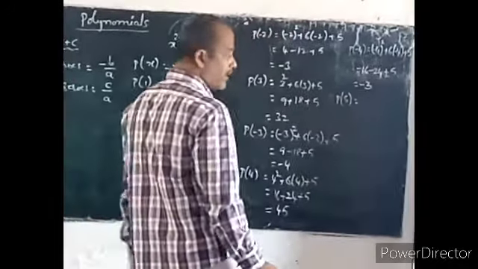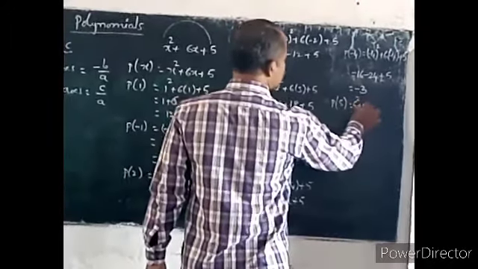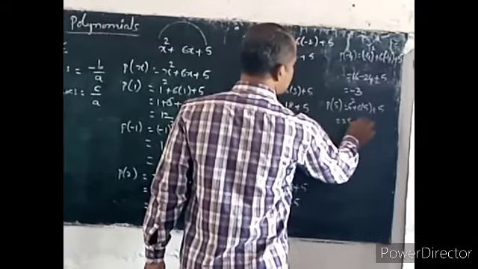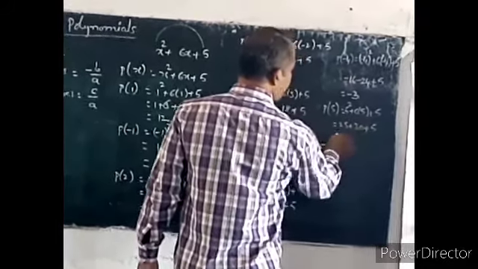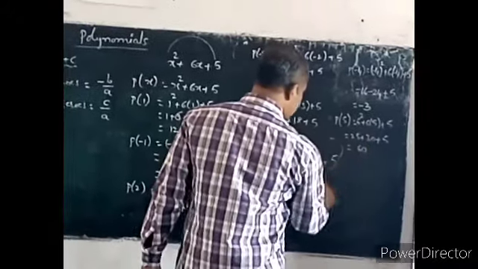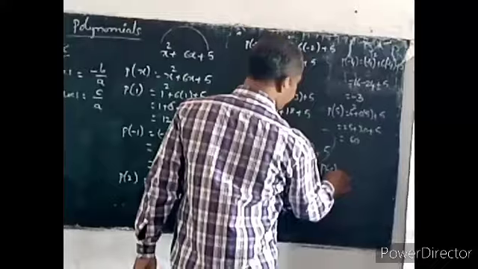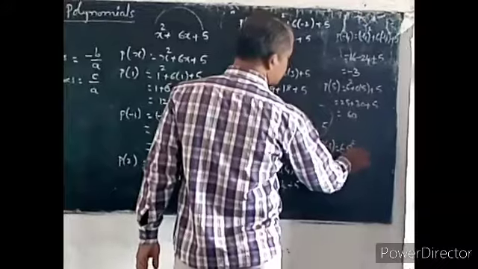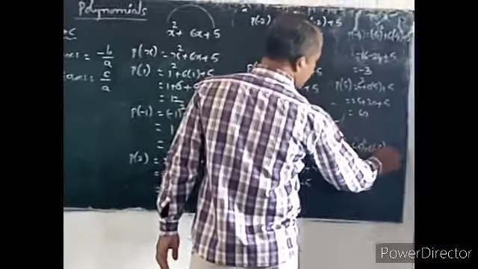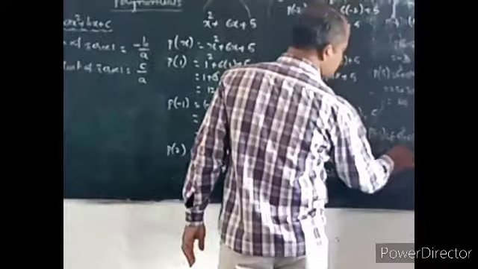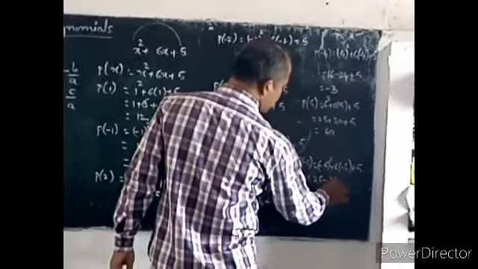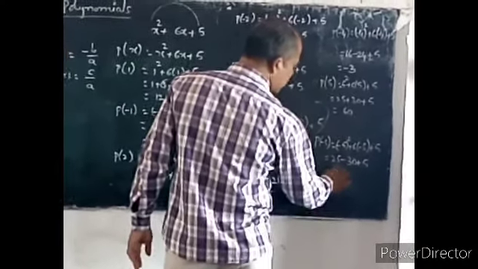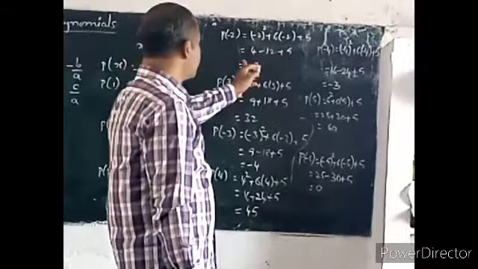Next, p of 5. That is 5 square plus 6 into 5 plus 5. 5 square is 25 plus 30 plus 5. How much? Total 60. In the same way, p of minus 5. That is minus 5 square plus 6 into minus 5 plus 5. Minus 5 square is 25, plus 6 into minus 5 is minus 30, plus 5. 25 plus 5 is 30, 30 minus 30 is 0. So we are getting 2 zeros from above.